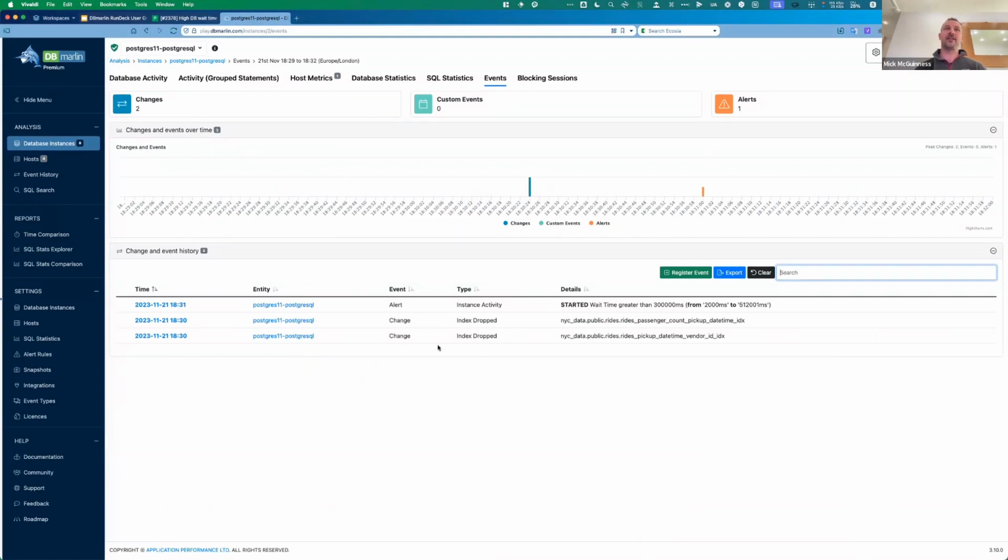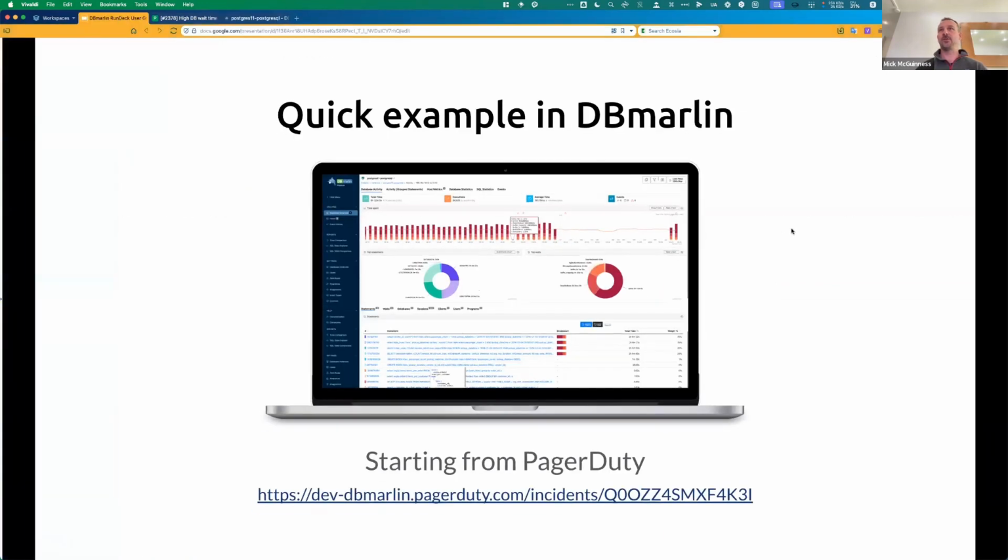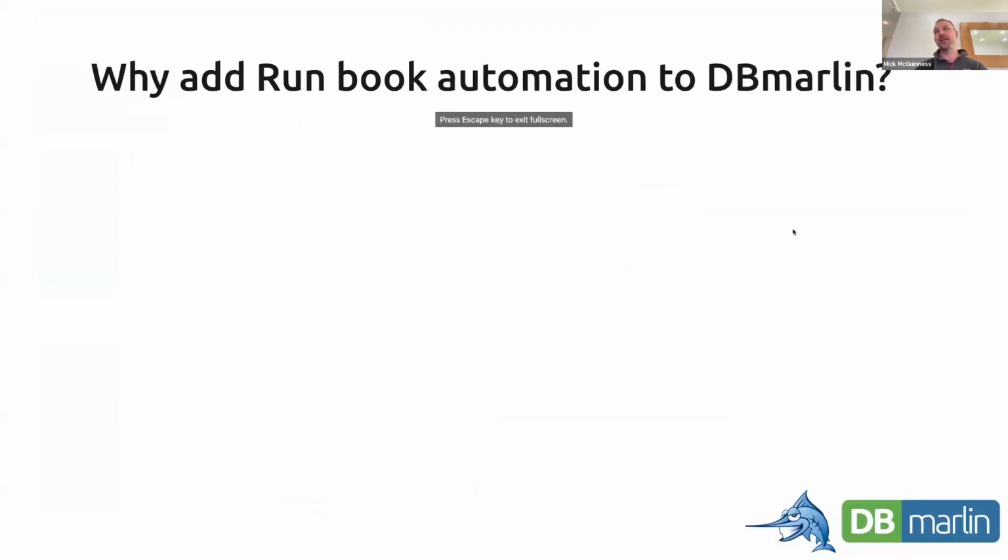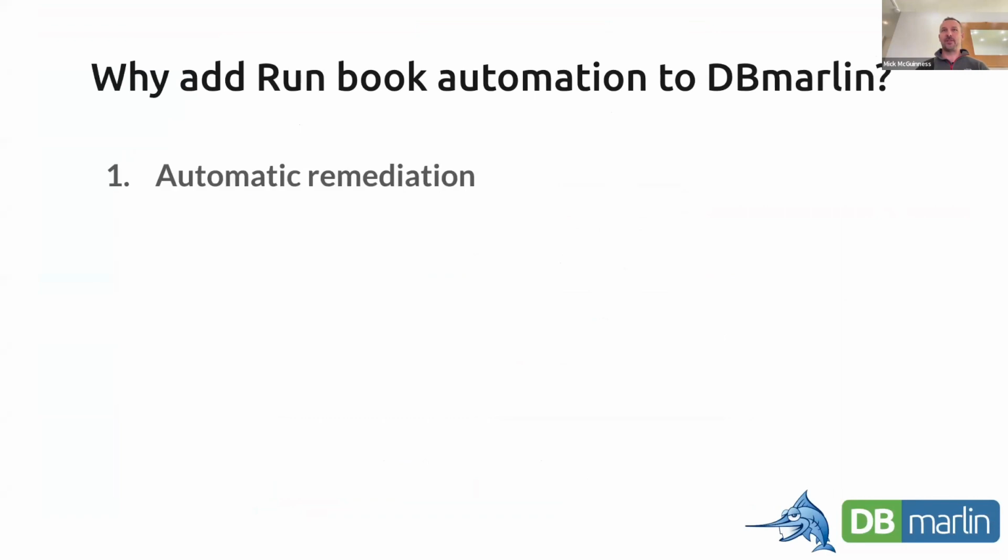So these events here, the change events and the alert events, are really the things where we want to kind of link into Rundeck. So why are we looking to add Runbook automation into DBmarlin?